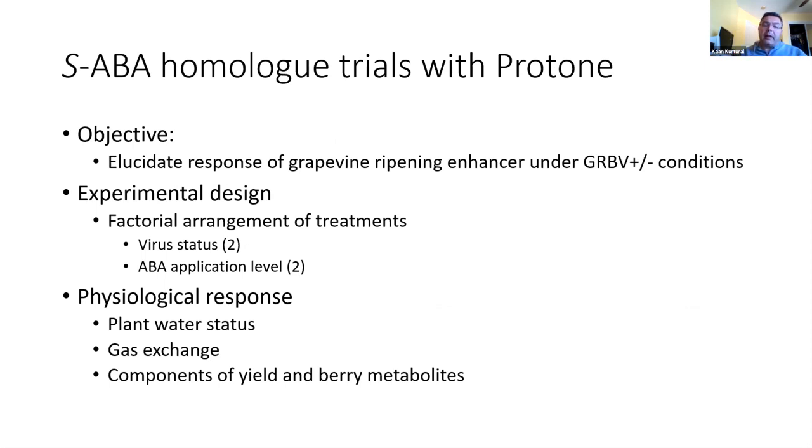Then we looked at the homologues of abscisic acid. The commercial product is called Protone. It's labeled to be applied in grapevines.